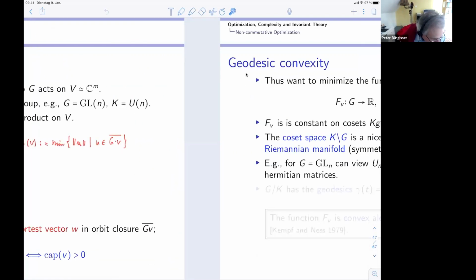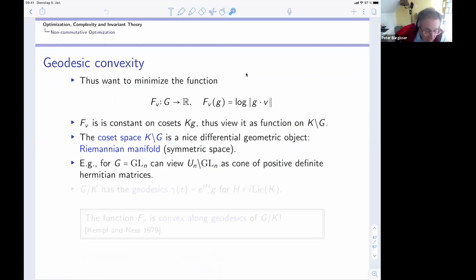Okay. So what we want to minimize is now this function. I have fixed my vector V. Then the group element G goes to G dot V. I just apply the group element in this abstract sense, take the norm, and then it's convenient to take the logarithm. Doesn't matter. So this is my function f_V, the logarithm of the norm of G dot V. This is the function I want to minimize.